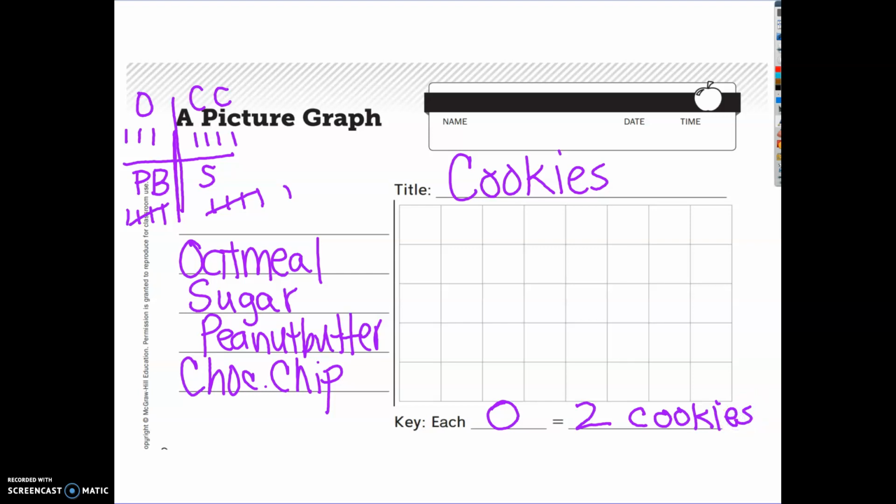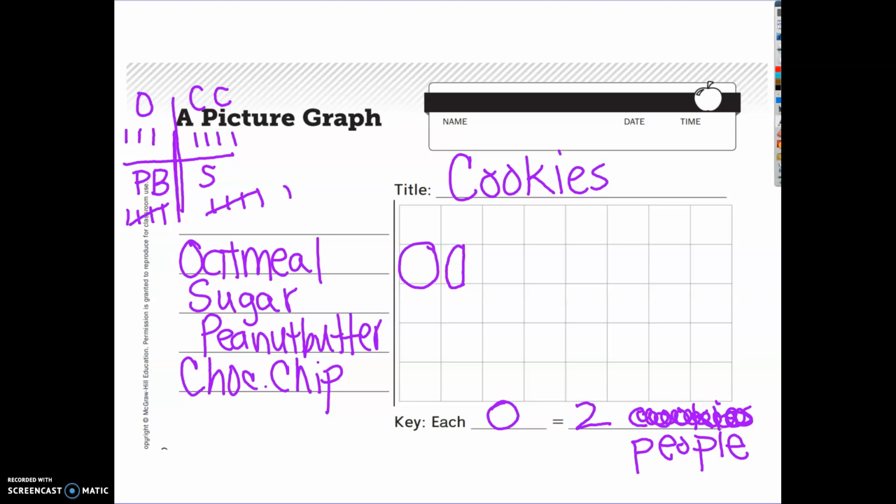All right, I'm going to go with oatmeal. 3 people liked oatmeal cookies. And I'm sorry, that's not going to be cookies, you guys. That's going to be how many people liked it. I guess I'm really excited about cookies. So, if 3 people liked oatmeal cookies, 1 circle for 2 people, but it's 3 people, so I'm going to make a half of a circle. So that's 2, 3 people.